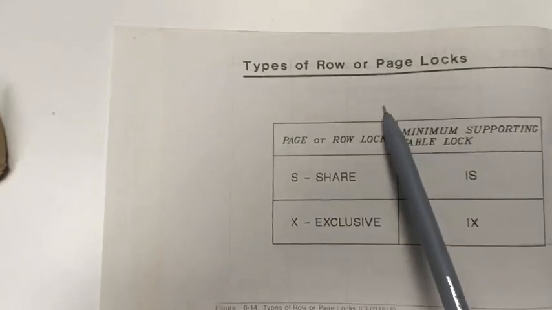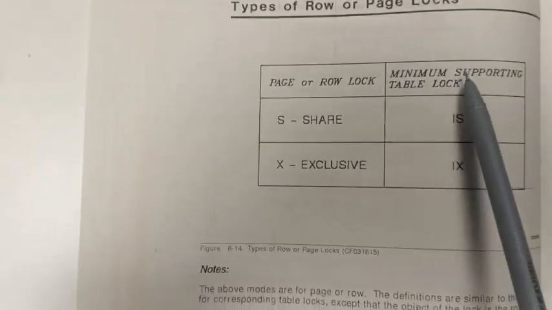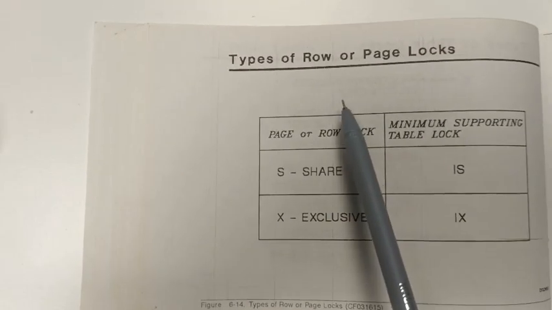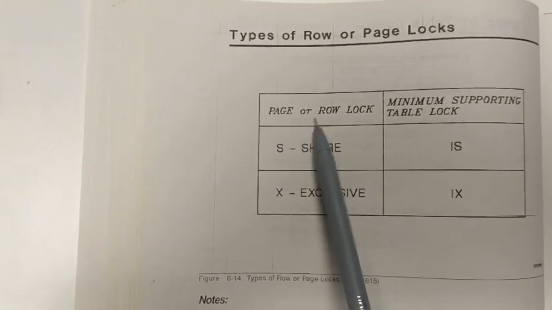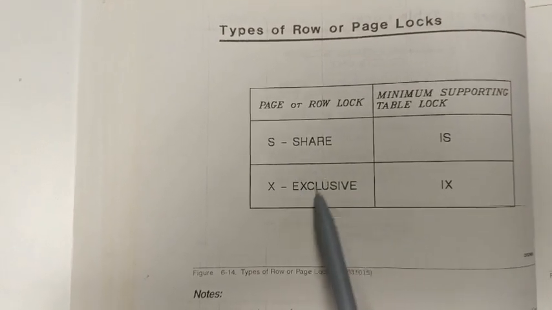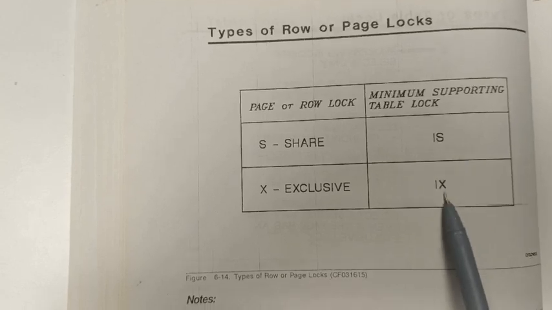These are the types of row or page lock. Earlier we discussed the table lock, and for page lock and row lock, these are the only valid values. Page or row lock supports S and exclusive, and IS here, IX.